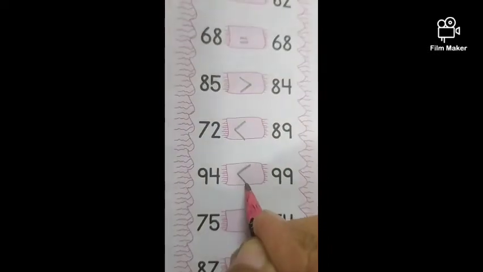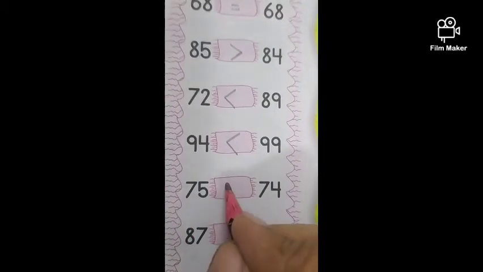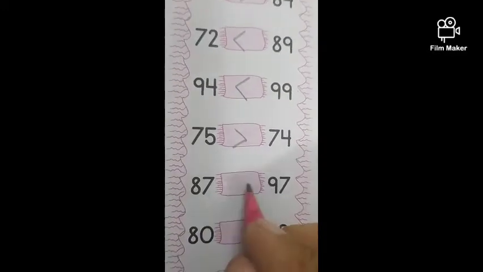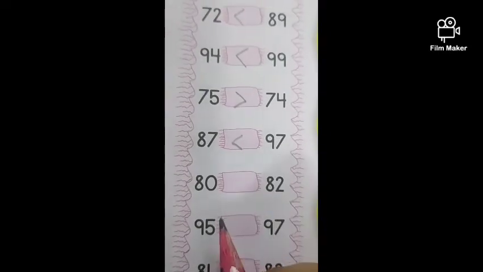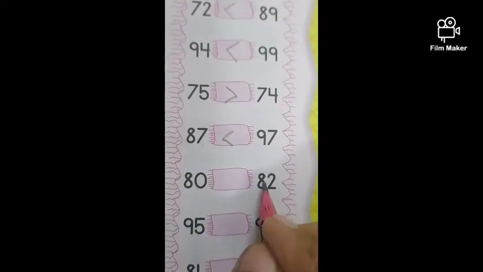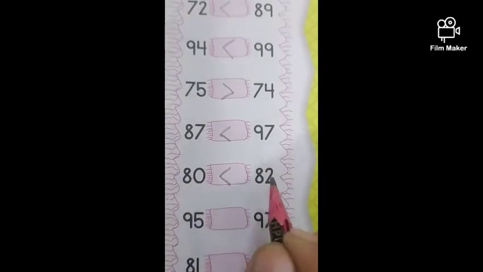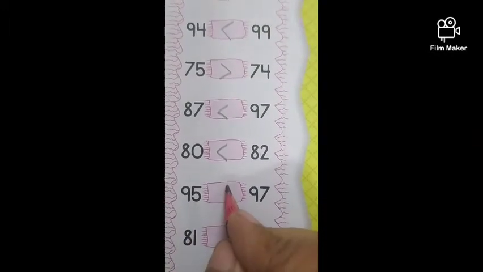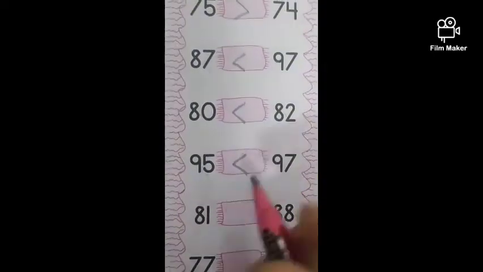94 and 99. 94 is lesser than 99. 75, 74. 75 is greater than 74. 87, 97. 87 lesser number. 87 is less than 97. 80, 82. 82 is big, 80 is less, so less than. 80 is lesser than 82. 95, 97. 95 small number, so again lesser than. 95 is lesser than 97.